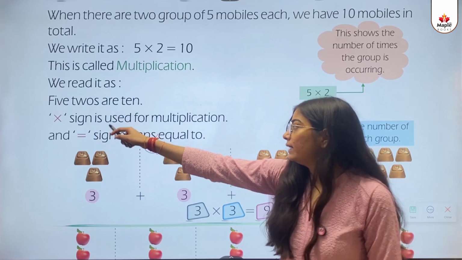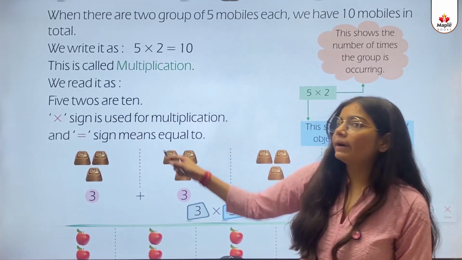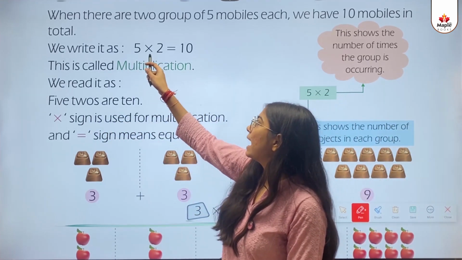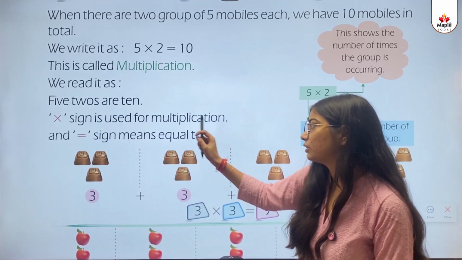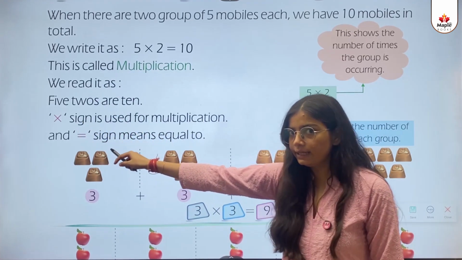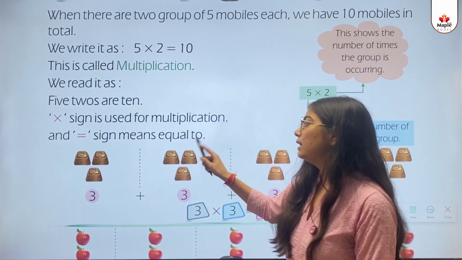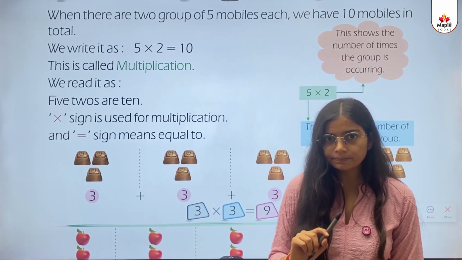Cross or multiply sign is used for multiplication. We use this sign to denote multiplication. And this sign is called equal to. This sign means equal to. Is this much clear?